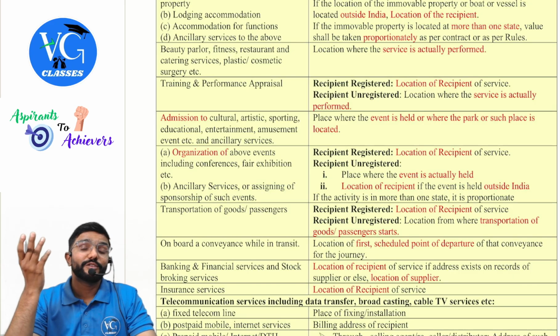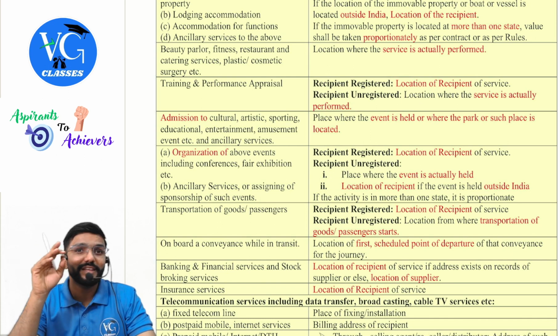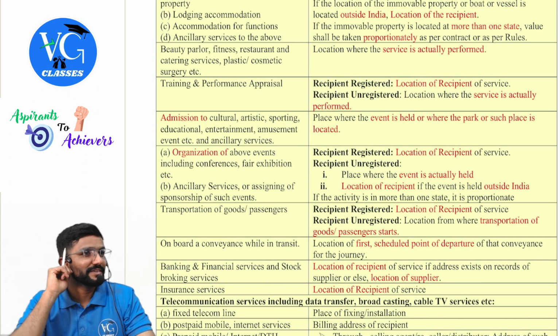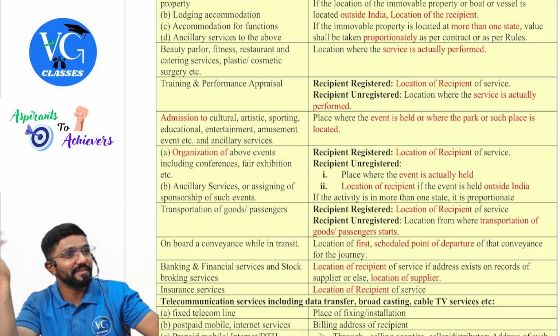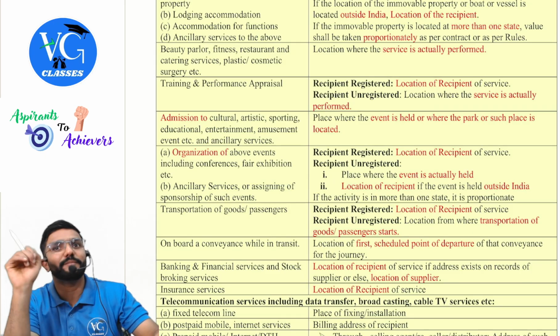Next, sir, through Urban Company I am booking a beautician. They will come and perform their work or service at my place. Or I have booked a gym trainer, who will come and train me at my place. Where is the service performed? At our place. What is the place of supply? My place.